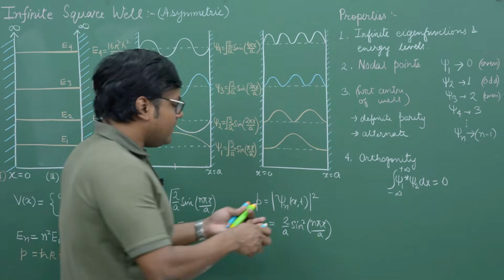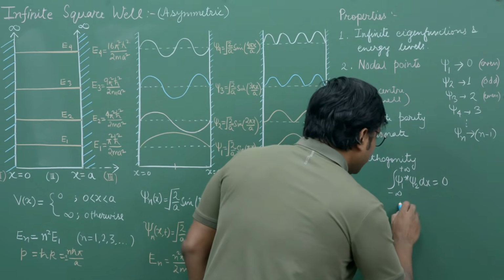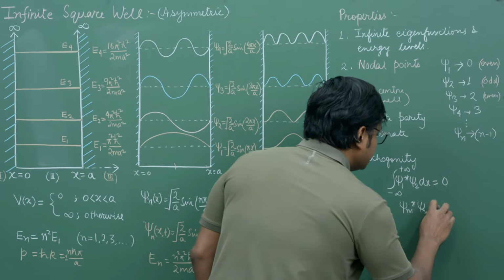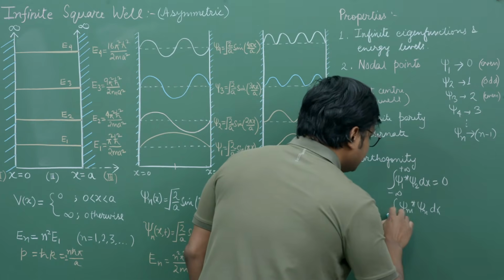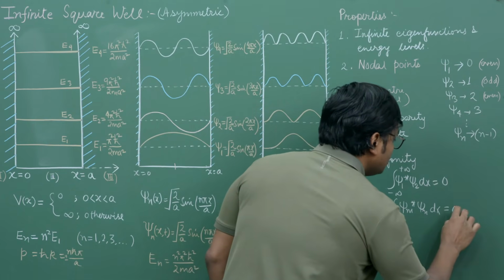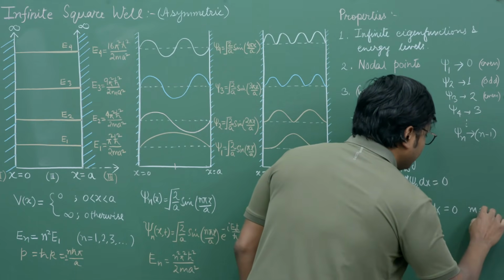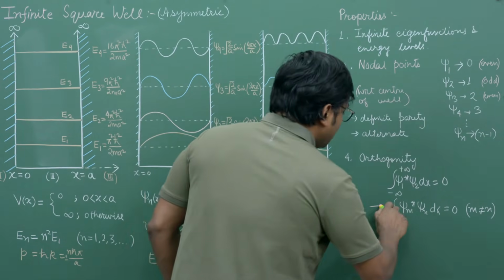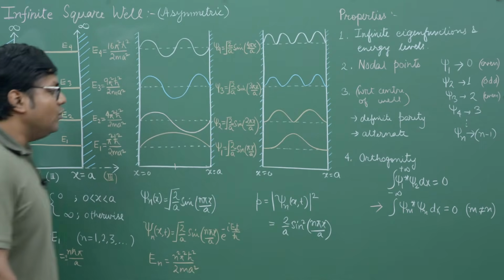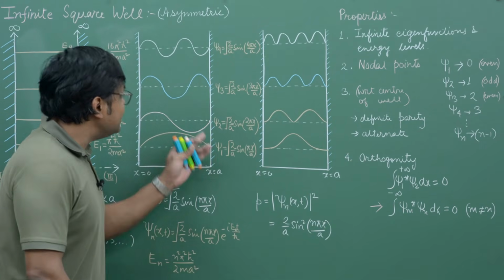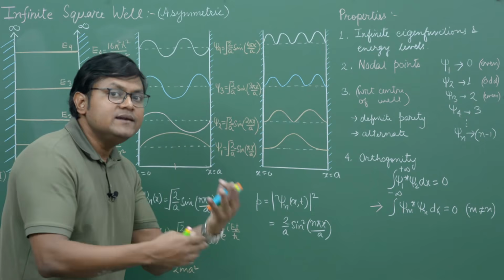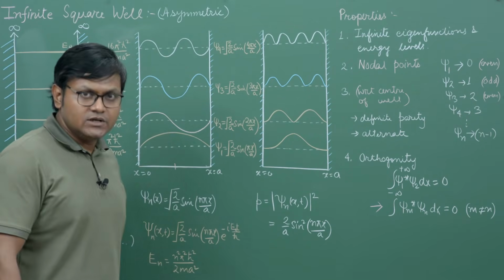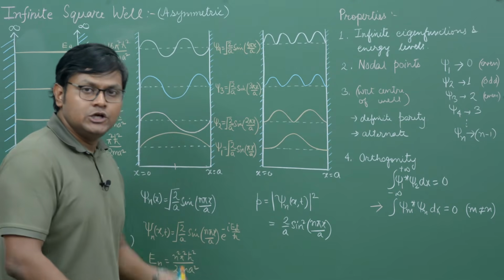So in general, the integral of psi m star psi n dx between 0 and infinity comes out to be 0 if m is not equal to n. If it is equal, then we end up getting the normalization condition. Otherwise, it comes out to be 0, which simply means that distinct states are independent of one another. They are orthogonal with respect to each other, which simply means that they are independent of one another.